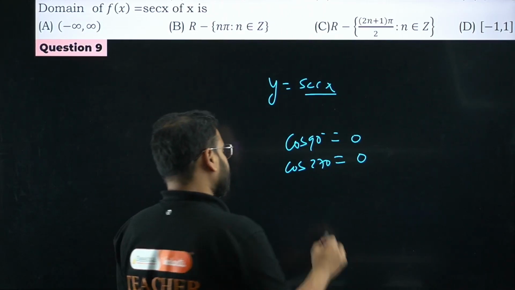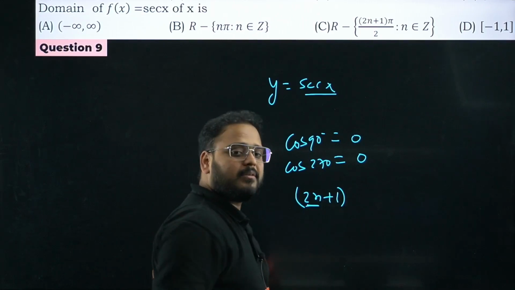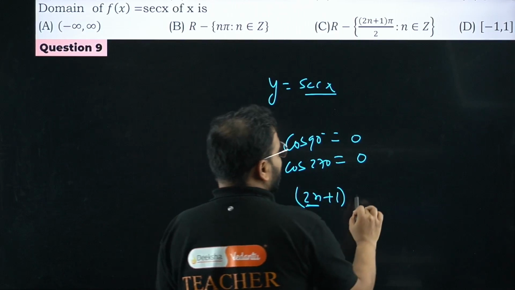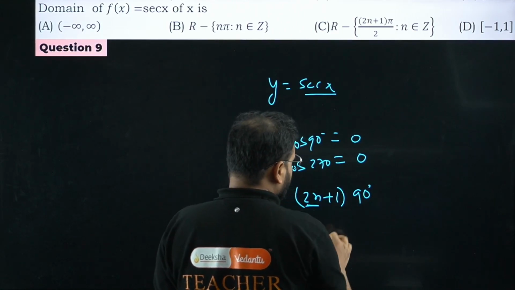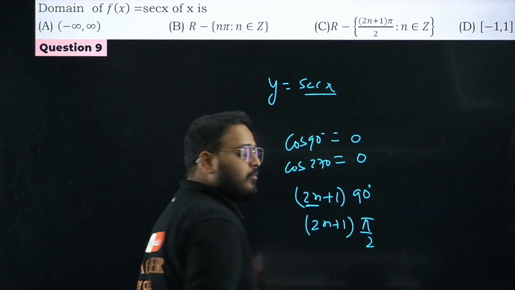How do you write odd numbers? 2n plus 1. 2n is an even number, multiplied with 2, right? So plus 1 will make it odd. So odd multiples of what? 90 degrees. How can I write 90 degrees again? (2n plus 1) pi by 2. Pi by 2 is the value of 90 degrees in radians.